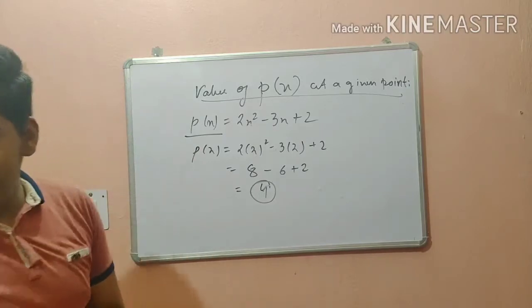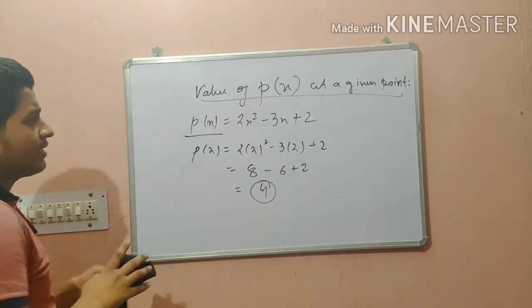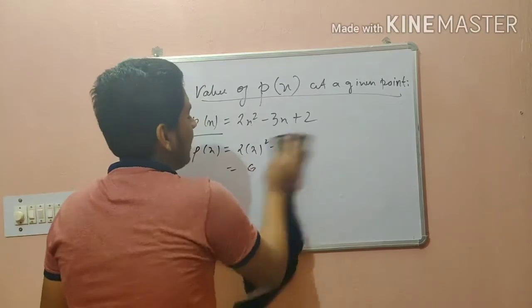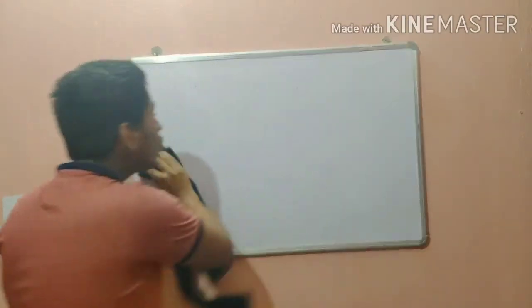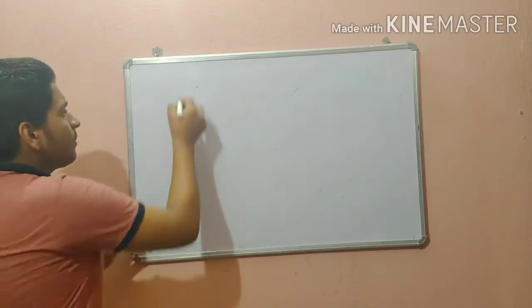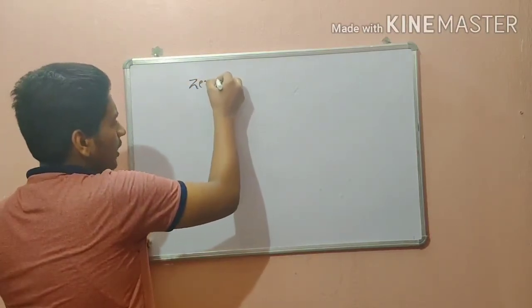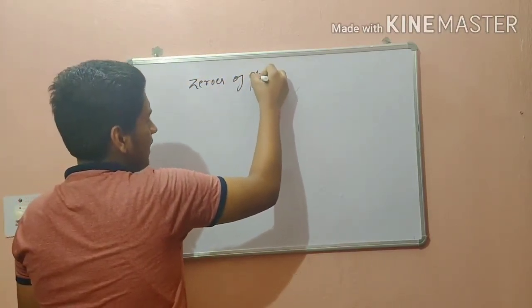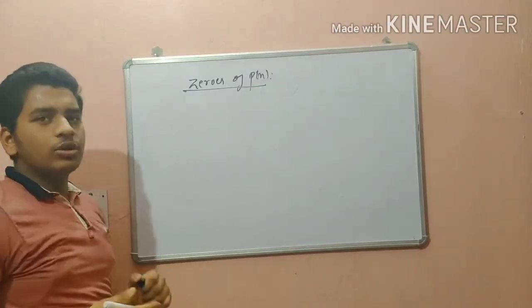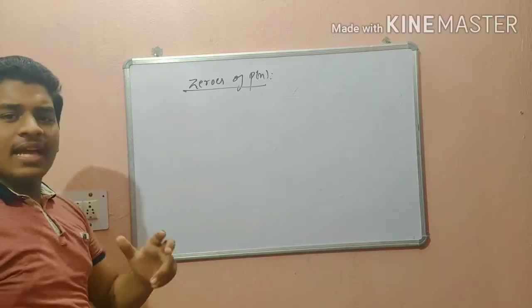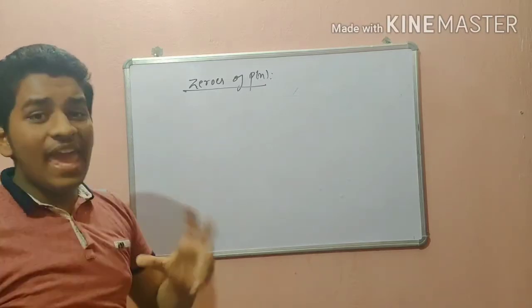Similarly, we can find the values at different numbers. The question may ask to find the value of the polynomial at a given point equal to 2, 3, 4 or 5, whatever. Now let's talk about what zeros of a polynomial are. Zeros of polynomial p(x), where p(x) is a polynomial with variable x. So zeros means those values of x.